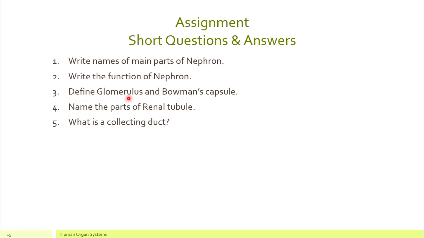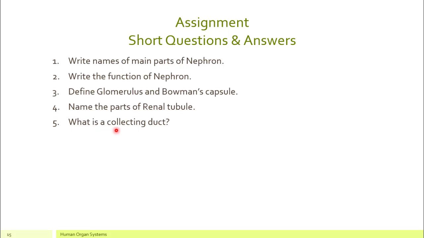Number 3, define glomerulus and Bowman's capsule. You have studied about glomerulus, which is a tuft of blood capillaries which are formed by the division and subdivision of arteries and veins. And Bowman's capsule, which is a cup-shaped structure that encloses glomerulus. Number 4, name the parts of renal tubule. The main parts of renal tubule are proximal tubule, loop of Henle, distal tubule and collecting duct.